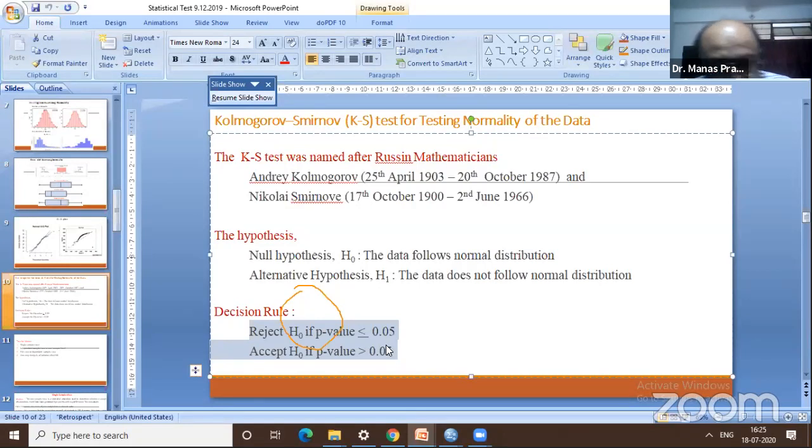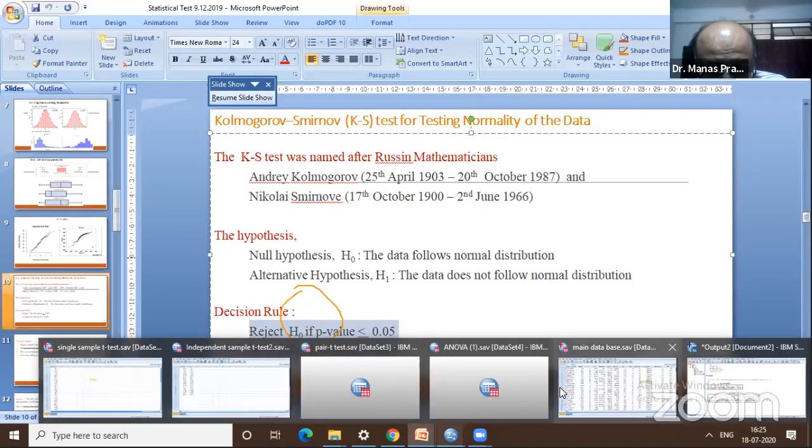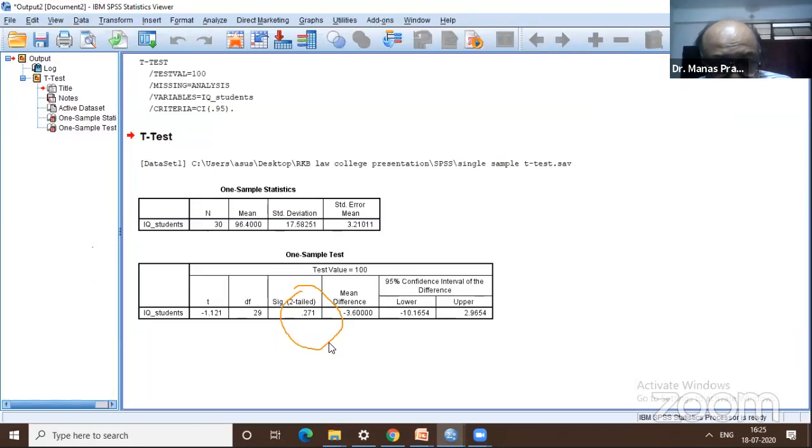So that means what? We have to accept the null hypothesis that the mean IQ level of the students is equal to 100. Are you getting my point? I will show you one more time.